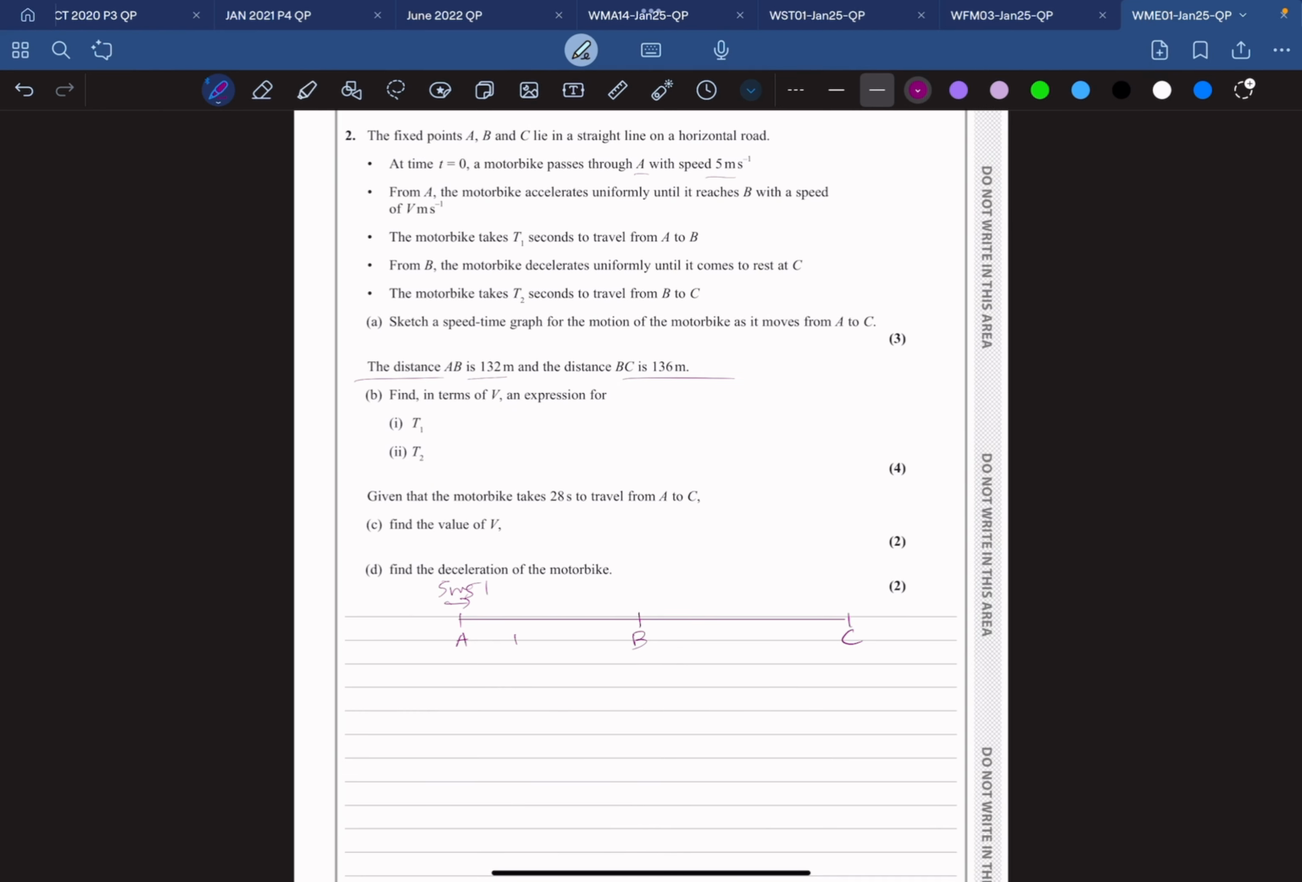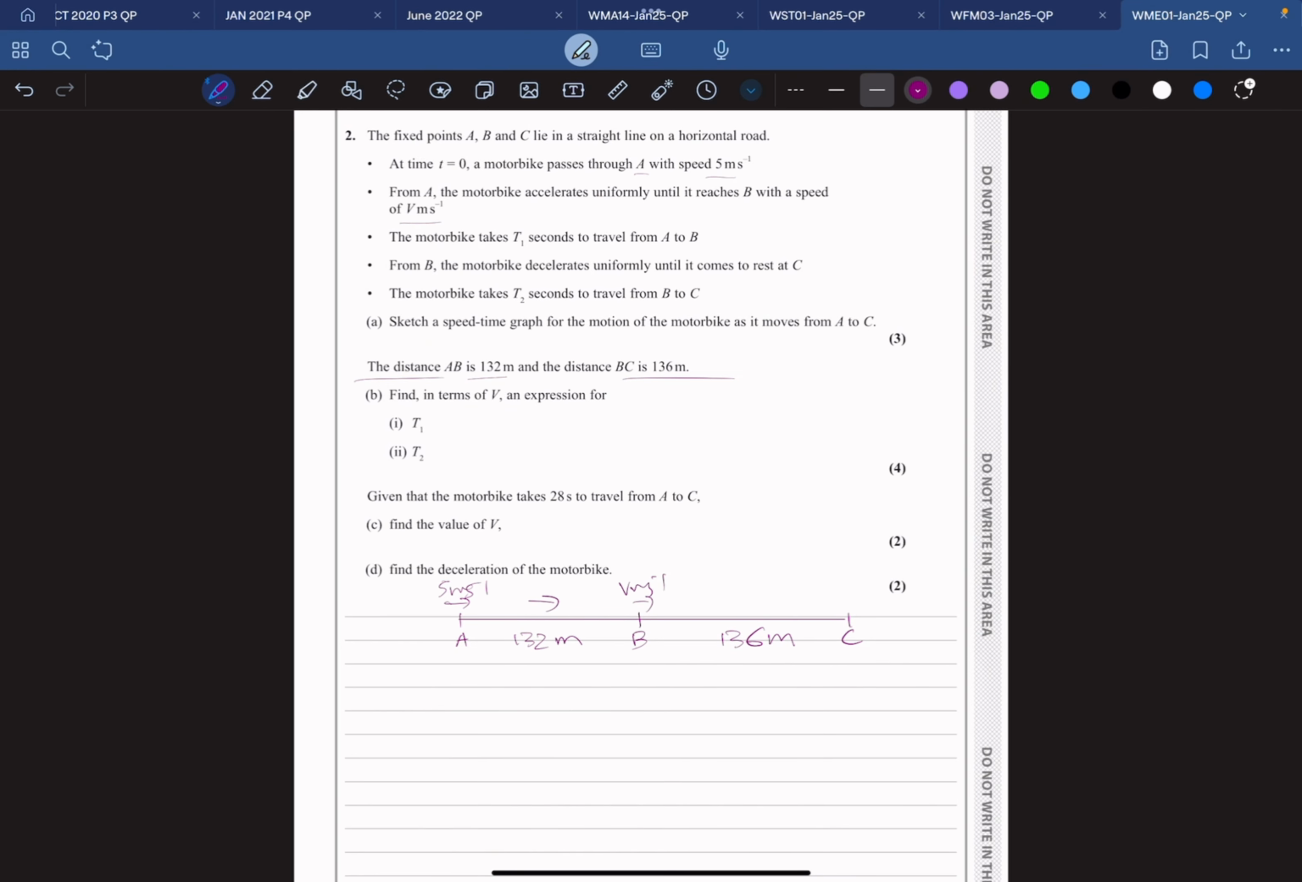And what I like to do is write down the distances as well. So this is 132 and this is going to be 136. Now, what do we do? It says it reaches a speed of V, so we write down V meters per second here.